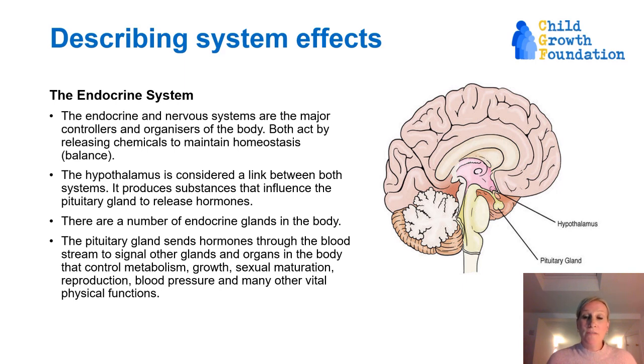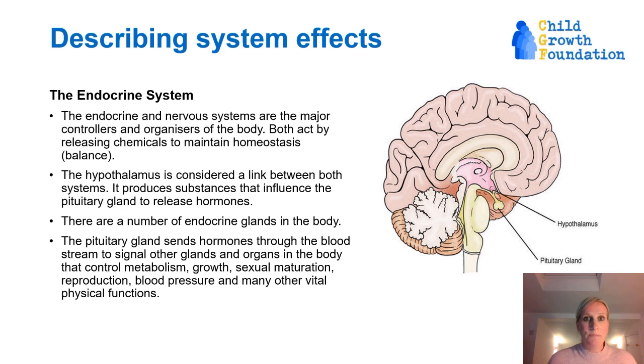But it's both the nervous and endocrine systems that coordinate activities in widely scattered parts of our bodies. They are the major controllers and organisers of the body, and they both act by releasing chemicals to maintain a balance, which is also known as homeostasis. While the nervous system can act on changes from our environment and what is happening within our bodies with speed, the endocrine system sends messages in the bloodstream and produces responses that can take minutes to build up but can last for hours.